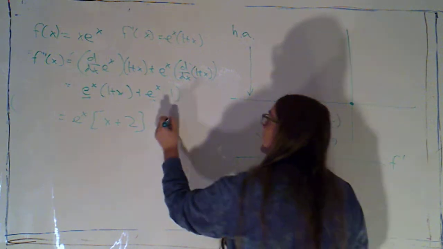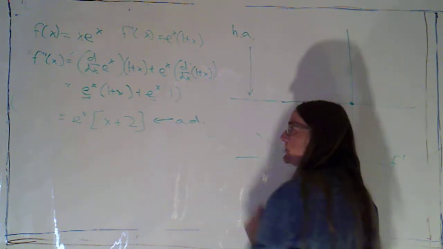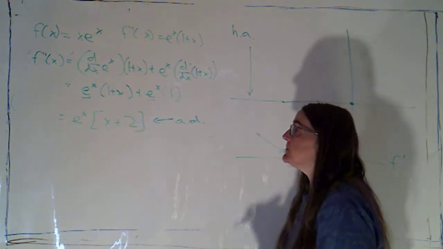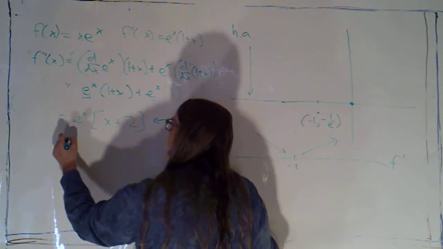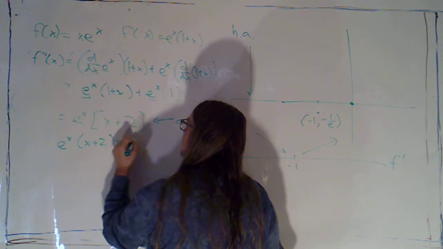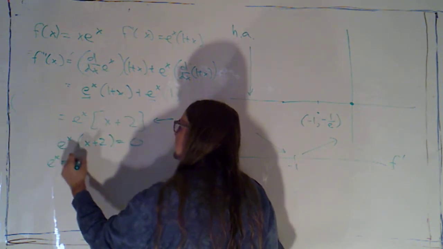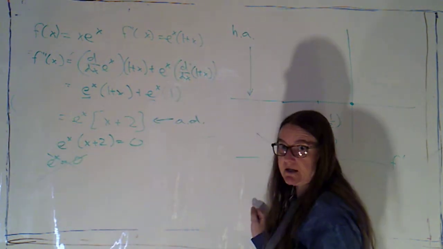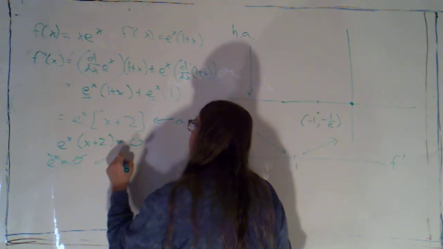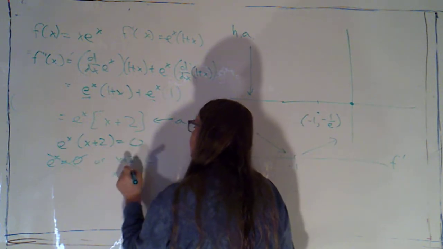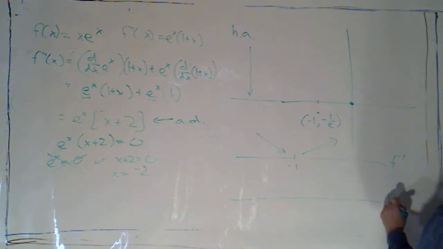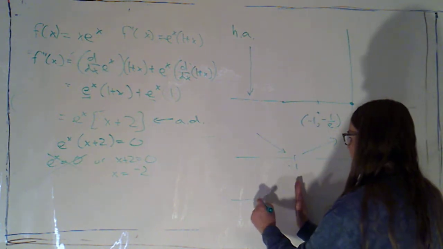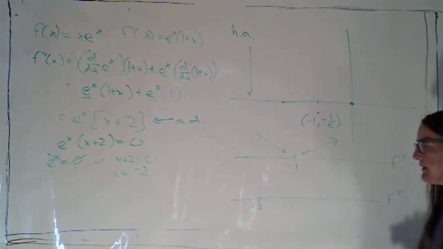Okay. Now that is always defined, but I want to see where it could be 0 because that's where it could change sign. So e to the x times x plus 2 equals 0 means e to the x is 0, except I know it never is, or x plus 2 is 0, which would mean x is negative 2. So on a number line for f double prime, I'm going to sort of line things up. Negative 2 would be to the left of negative 1.